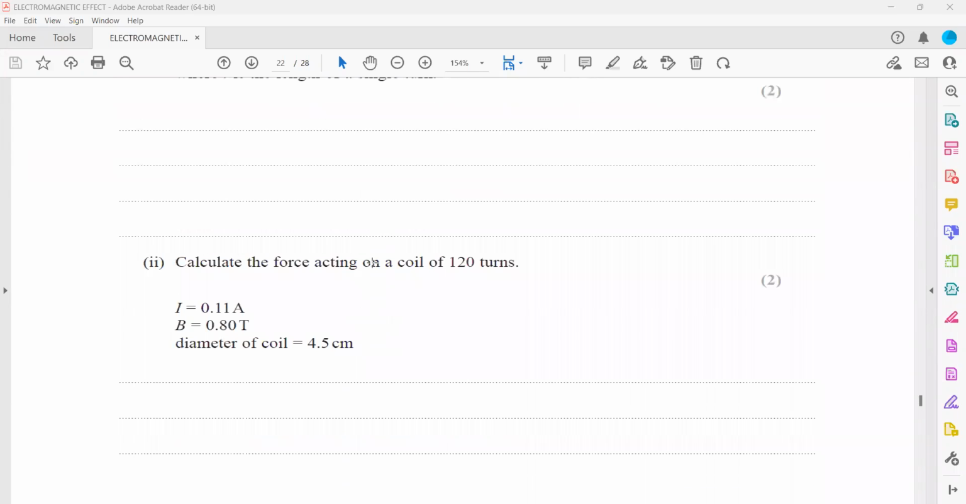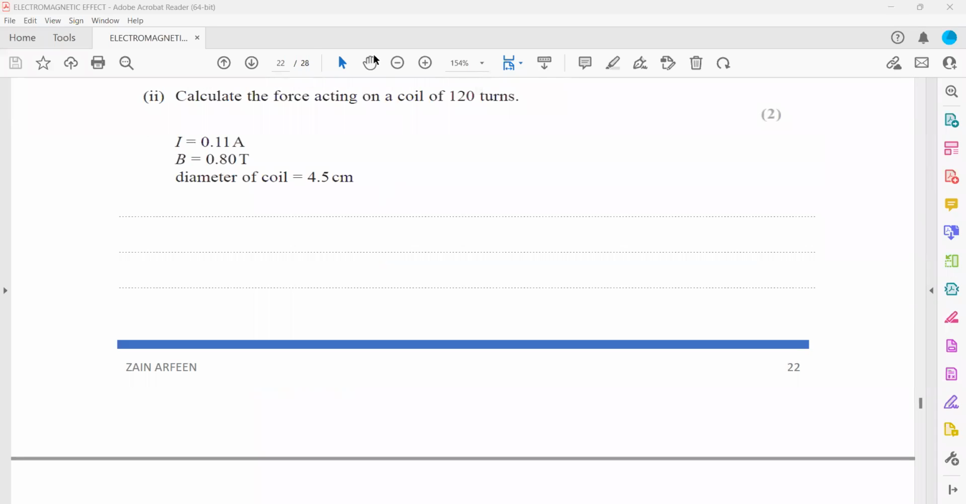Then calculate the force acting on the coil, which has 120 turns. The diameter of the coil is given. The force on the wire is given by the formula F = BIL, and we don't have to use sine theta because at all positions the wire is perpendicular. The strength of the magnetic field is 0.8 tesla. The current is 0.11 amps. Then what about the length of the wire?